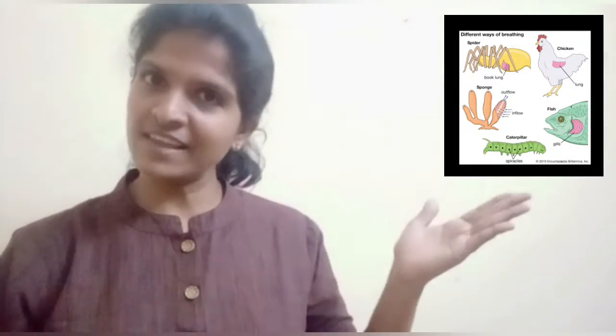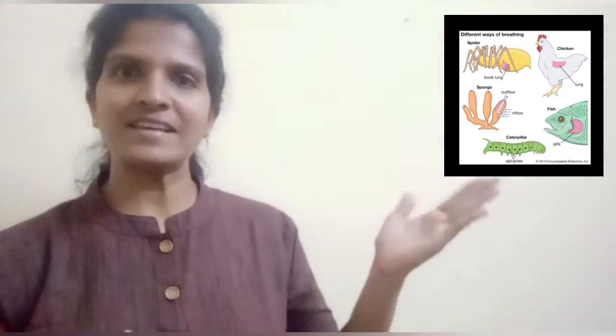Process of respiration. Respiration involves two steps. The first one is external respiration, and the second one is internal respiration. What is external respiration? The taking in of oxygen and giving out of carbon dioxide is called external respiration or breathing. It takes place differently in different organisms. Some organisms use their lungs to breathe. Some use gills, while some others use their skin.